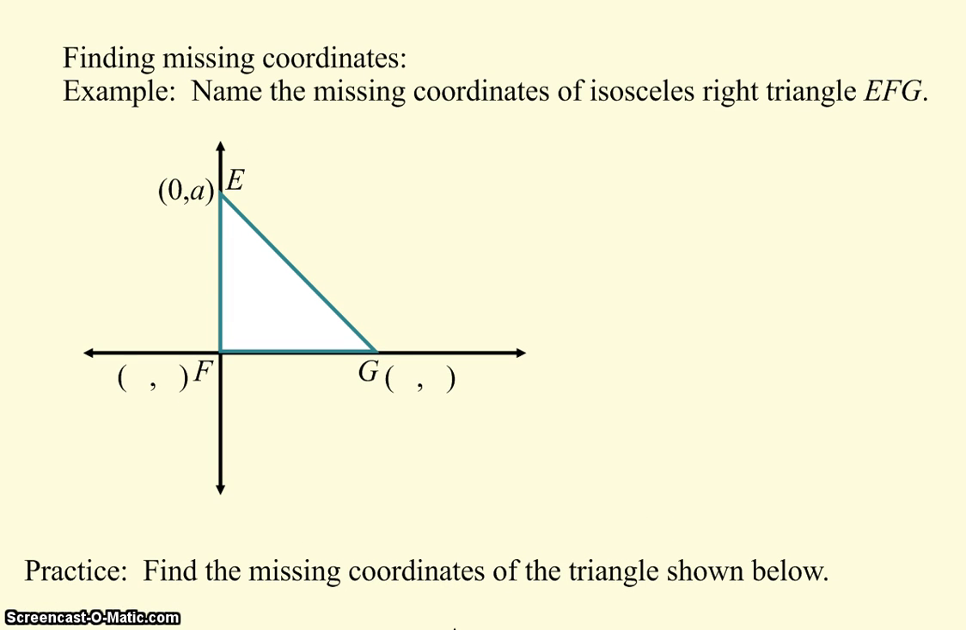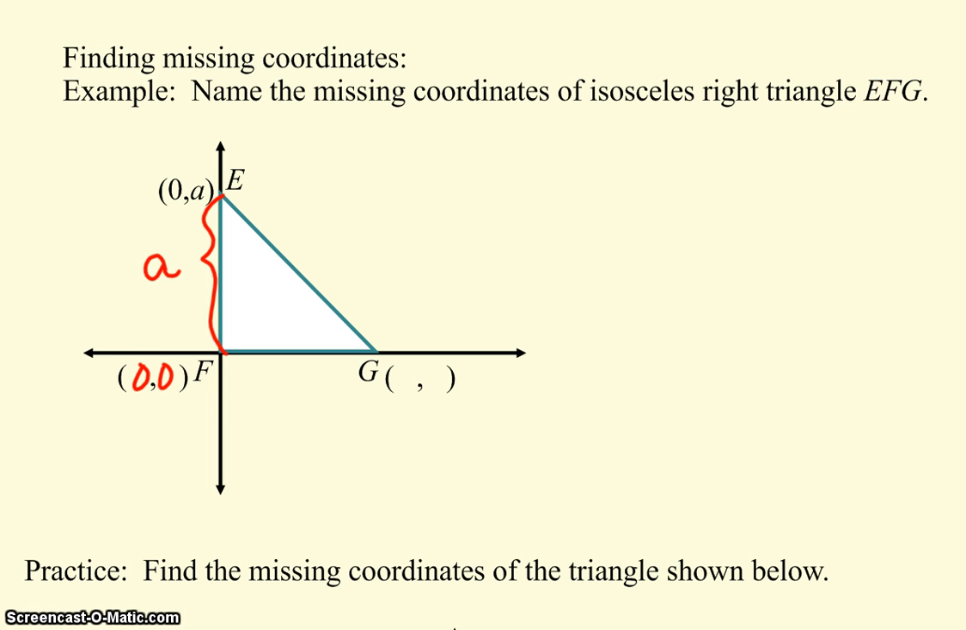The next thing we're going to work on is finding missing coordinates. In this circumstance, they're actually going to give us a triangle to start with, and they're going to give us some of the coordinates. Our job is to figure out the remaining coordinates. First off, I know that E is at (0, a), which means the length of this side of my triangle is a units. I know where F is. F is at (0, 0). That's the easy one. Now I need to figure out how to label G.